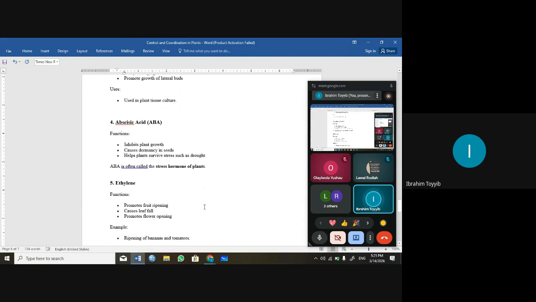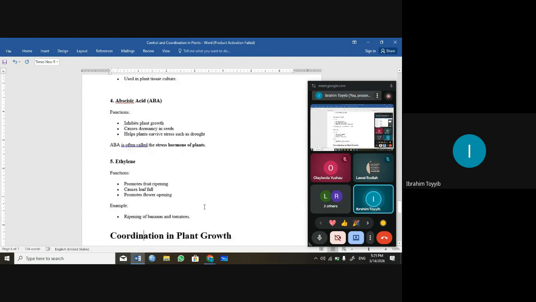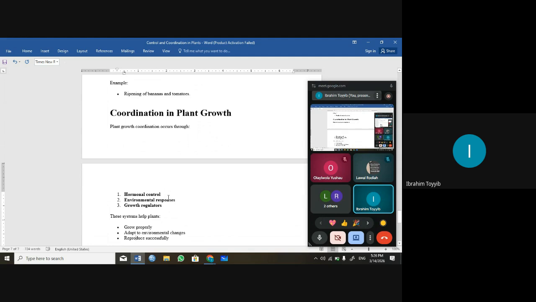Then the ethylene hormone. Whenever you hear of ethylene, it is a kind of hormone that promotes fruit ripening. Ethylene is one of the hormones that they use to hasten the ripening of fruit. It also causes leaves to fall. You know, if the fruit has ripened, the leaf will fall quickly. It also promotes flower opening.